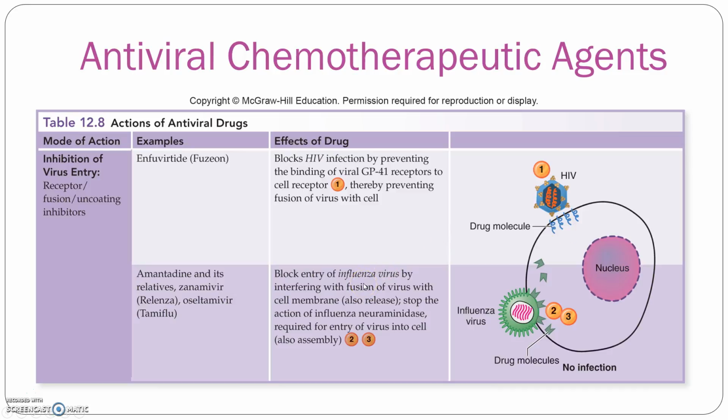Influenza virus also can be inhibited, and in this case, influenza actually will fuse with the cell membrane, but if certain antiviral drugs are used, it can actually stop an enzyme in influenza called neuraminidase, which is required for entry of the viral particles into the cell.